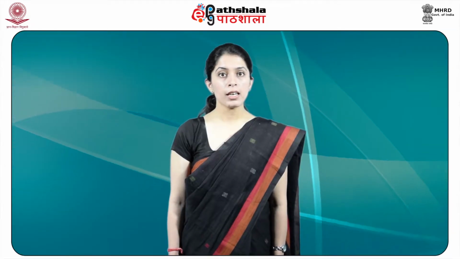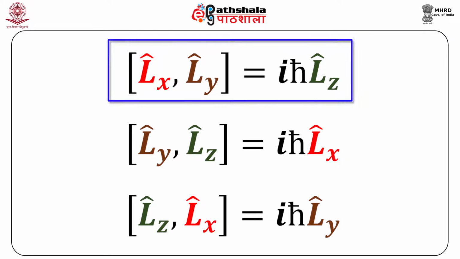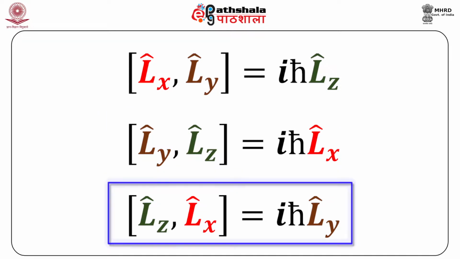From the fundamental commutation property, we know that no two components of angular momentum operator commute, and they obey the following set of commutation relations. The commutator of Lx, Ly is equal to iota h cross Lz. The commutator of Ly, Lz is equivalent to iota h cross Lx, and the commutator of Lz, Lx is equal to iota h cross Ly.